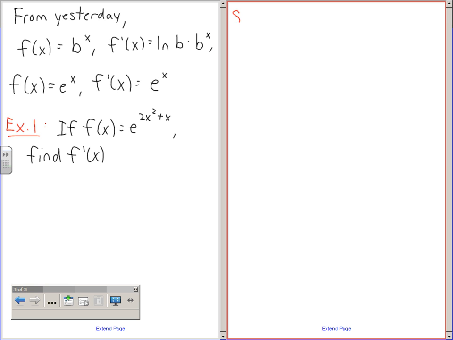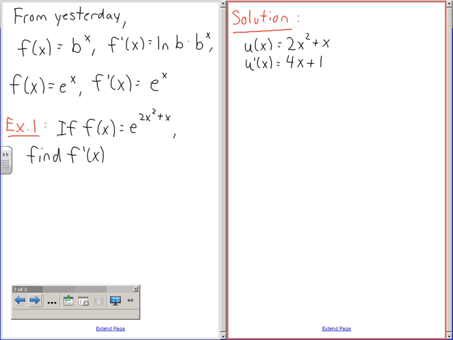So for my solution, this is going to be a chain. Okay? So we're going to set u of x is equal to 2x squared plus x. Okay? Robbie, I'm picking on you. What is u prime of x equal to, please? Wonderful. 4x plus 1. Okay.